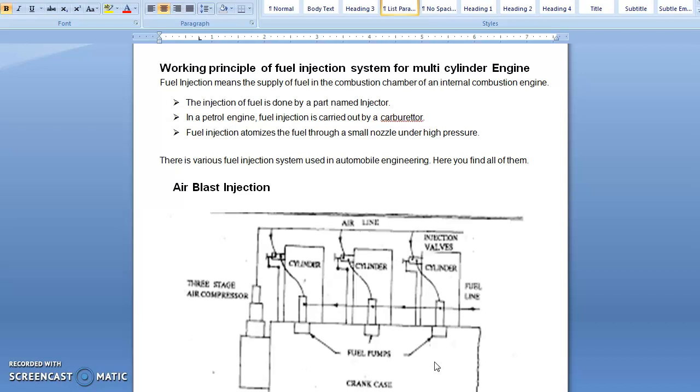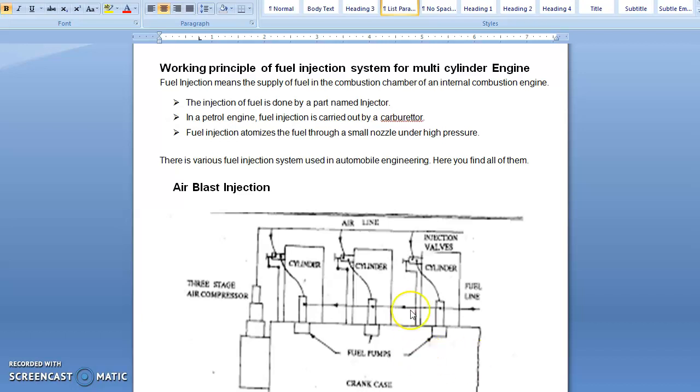There are two methods of fuel injection in compression ignition engines, that means CI engines. Number one, air blast injection, and number two, airless or solid injection. This airless or solid injection is again subdivided into two types: first, individual pump system, and second, common rail system.